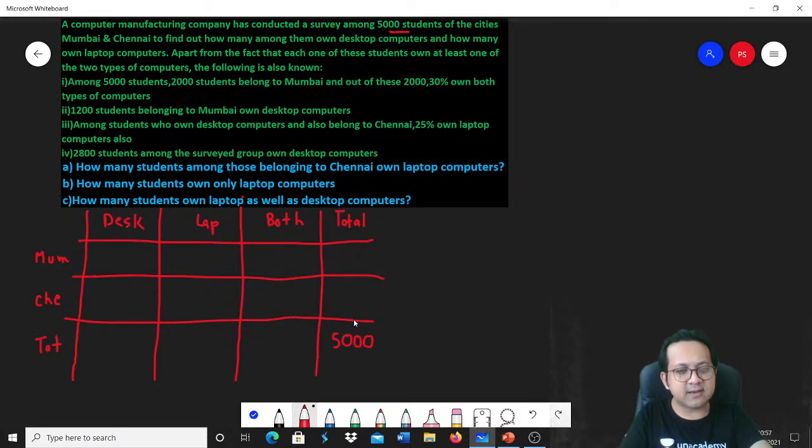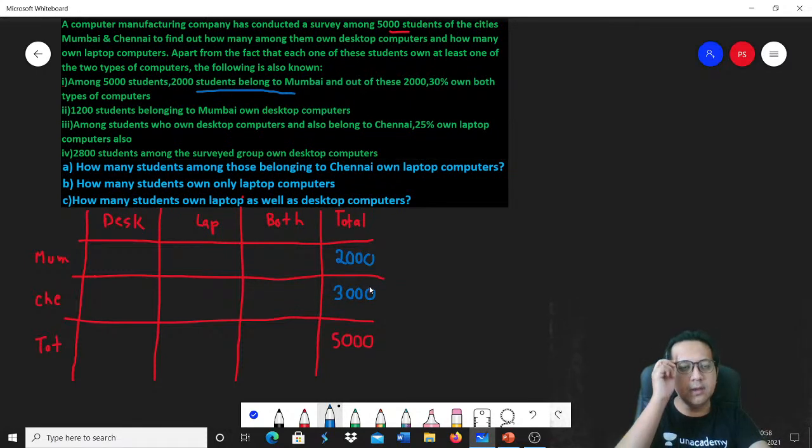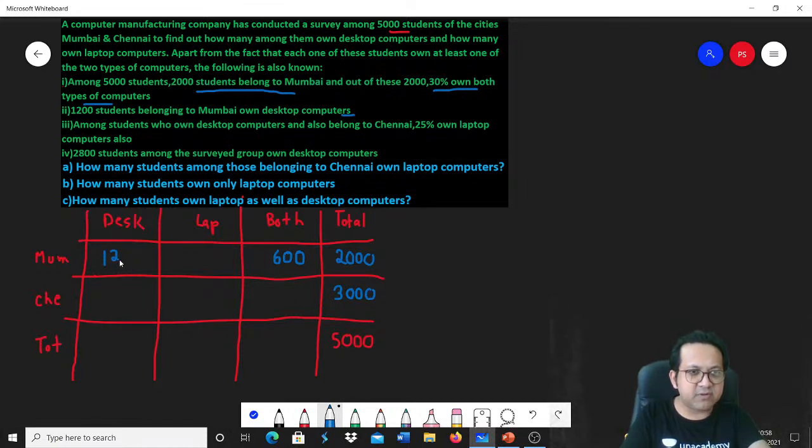Let's start. Among 5,000 students, 2,000 students belong to Mumbai. So Mumbai is simple, 2,000. If 2,000 is Mumbai, obviously the remaining 3,000 has to be from Chennai. Among these 2,000, 30% own both types of computers. So how much is 30% of 2,000? 600. 30% of 2,000 is 600. Fine. Next. 1,200 students belonging to Mumbai own desktop computers. So Mumbai and desktop is 1,200. So point number 1 as well as 2 is taken.